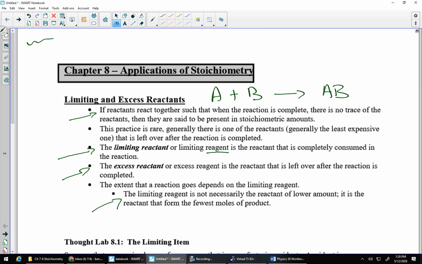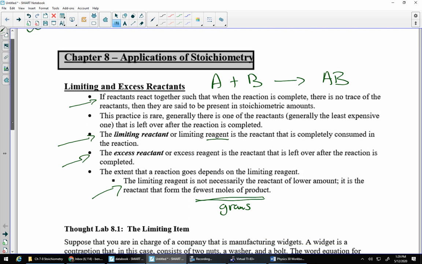It's the one that will give you the fewest moles or the fewest amount or even the fewest grams of product, right? So don't just be like, oh, well, we've got 6 A's and we've got 4 B's. B is clearly my limiting. That's not necessarily the case. We have to look at that balanced chemical reaction and we have to figure out which one's going to make the least amount of product. So I say moles here. You could also say grams of product or mass of product.